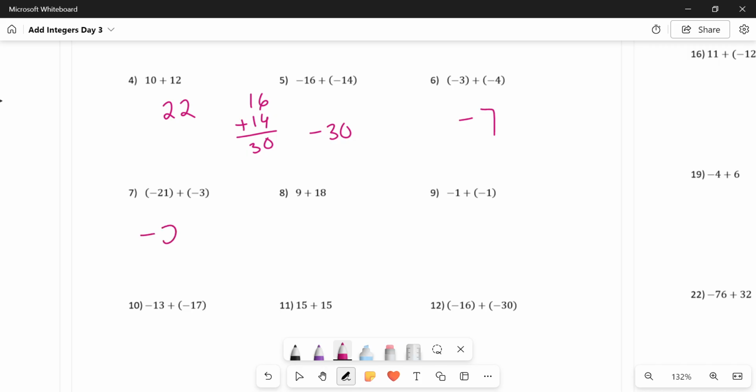Number 7 is negative 24. They're both negative, keep the sign. Number 8 is positive 27. They're both positive. Number 9, they're both negative, so negative 2.